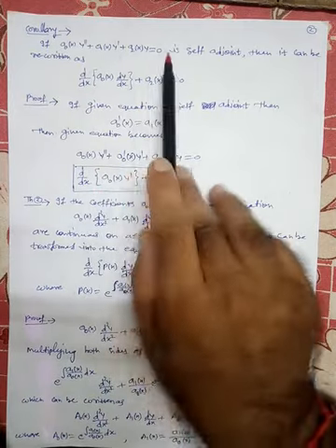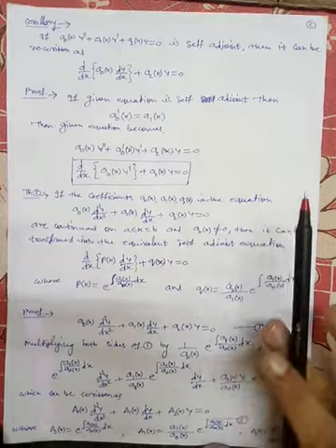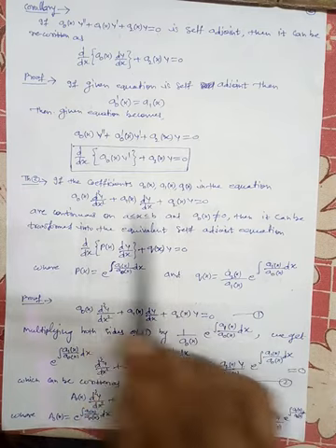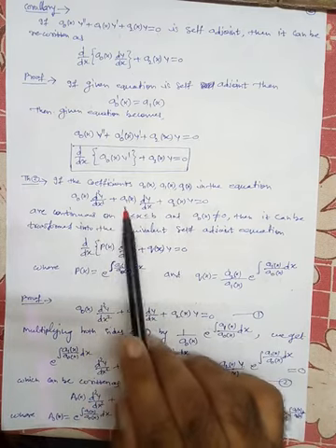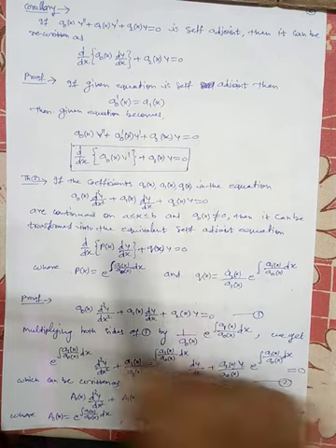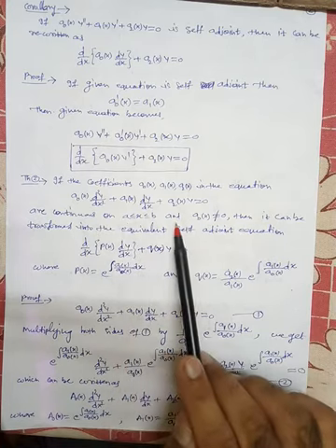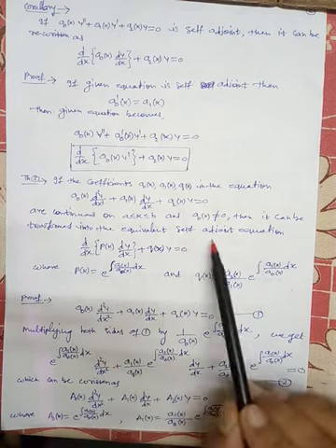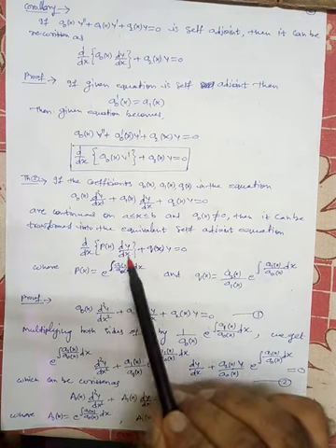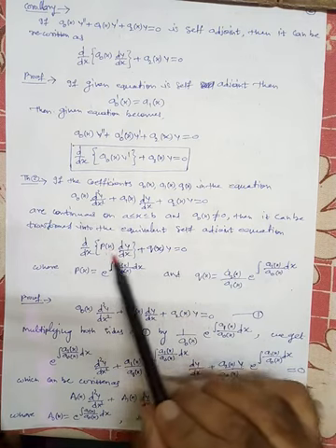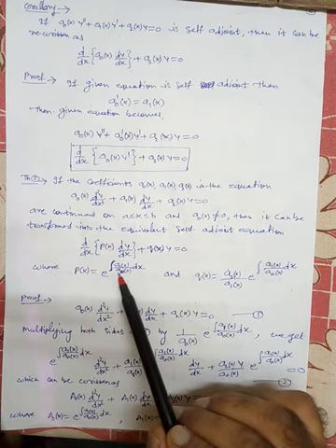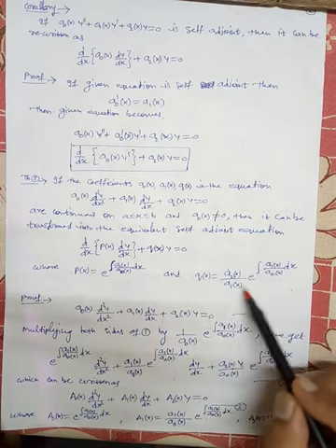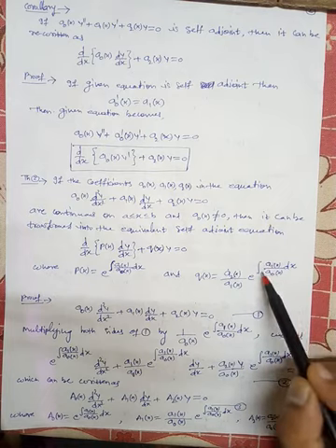So if this equation is self-adjoint, then we can write it in this form. Okay. Now theorem number 2. If the coefficients a0(x), a1(x), a2(x) in the equation a0(x) d2y/dx2 + a1(x) dy/dx + a2(x) y = 0 are continuous on the interval a to b and a0(x) is non-zero, then it can be transformed into the equivalent self-adjoint equation d/dx of (p(x) dy/dx) + q(x) y = 0, where p(x) is e raised to the power integral of a1/a0 dx and q(x) is a2(x)/a0(x) multiplied by e raised to the power integral of a1(x)/a0(x) dx.